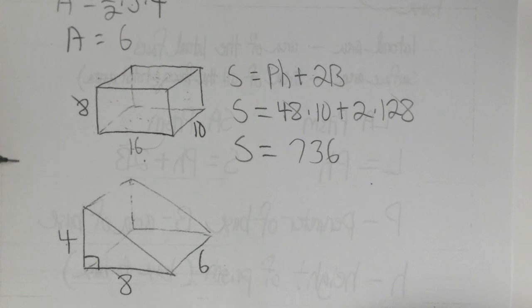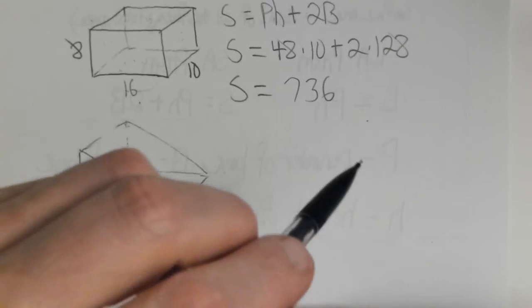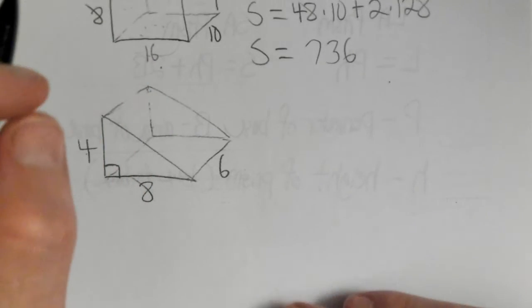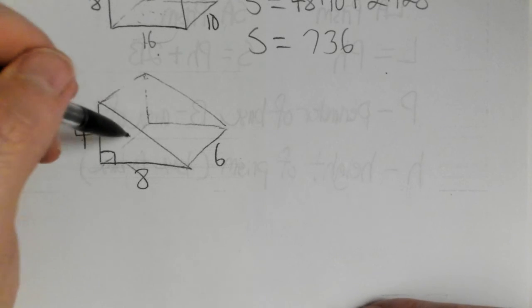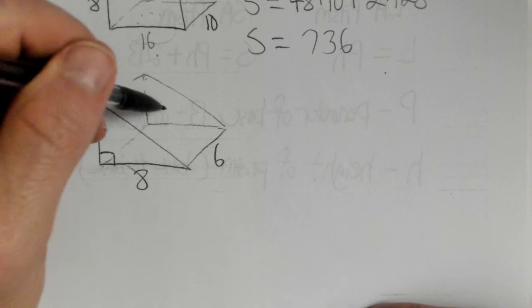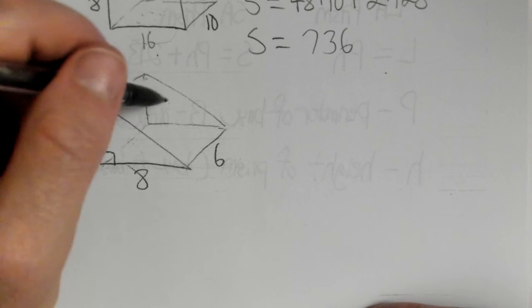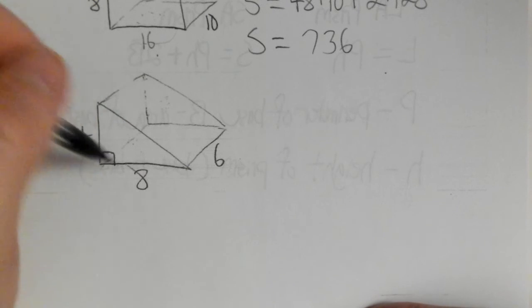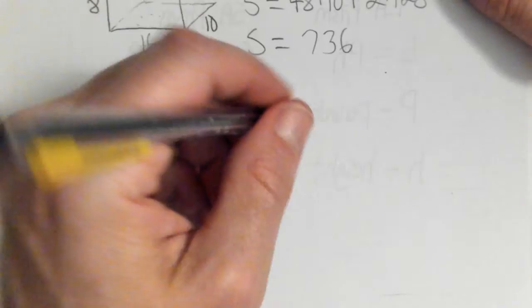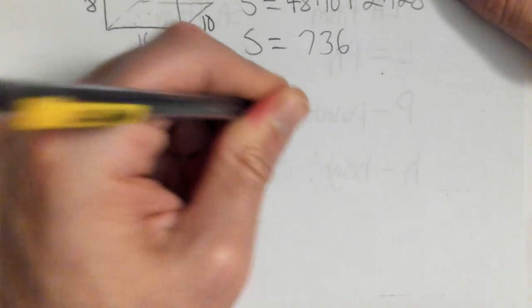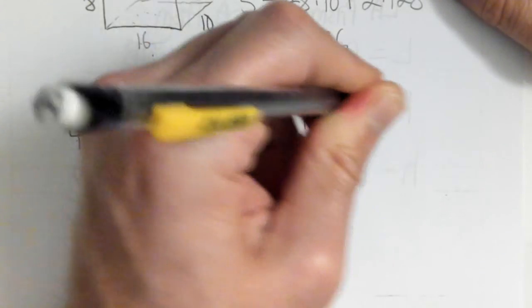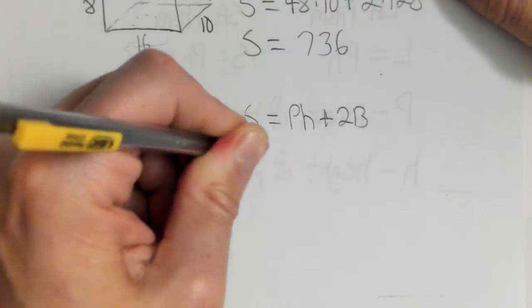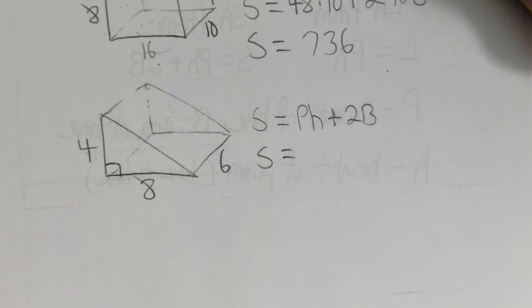Okay, let's try the next one now. And once again, I'm asked to find the surface area of this figure. This figure is a triangular prism because the front and the back are congruent and parallel. Those would be the bases, and a prism is named by the shape of its bases, triangular prism. So again, we're using the same formula. S equals pH plus 2b. And so P is the perimeter of the base.